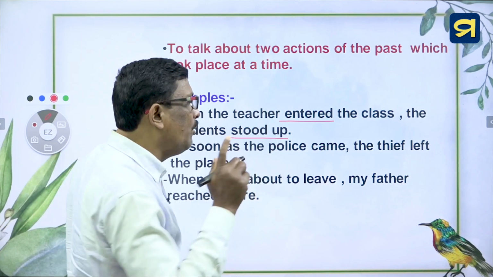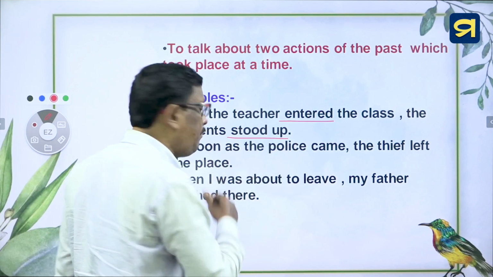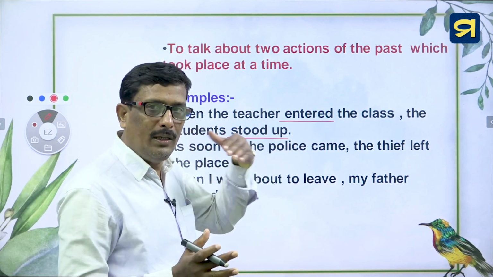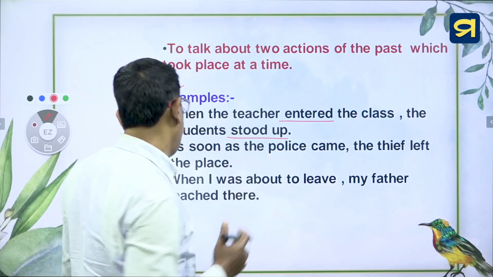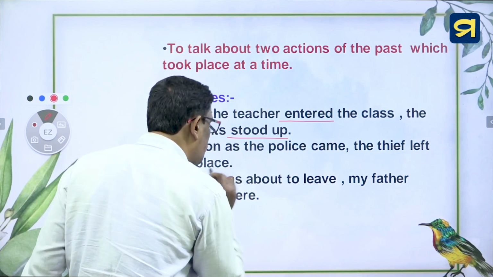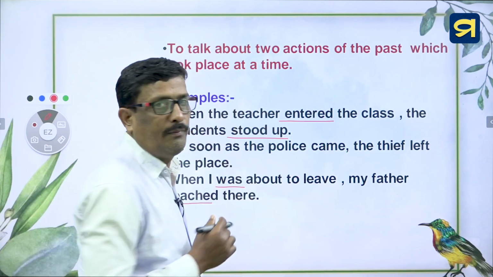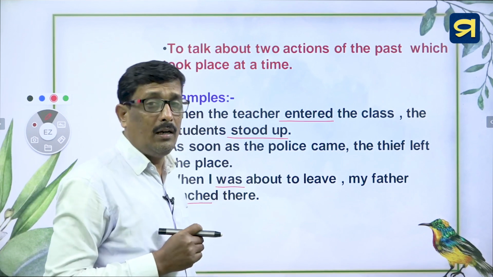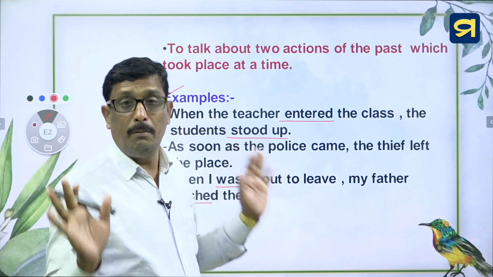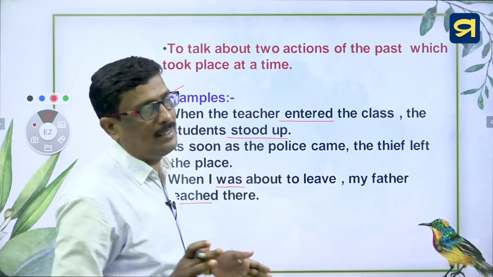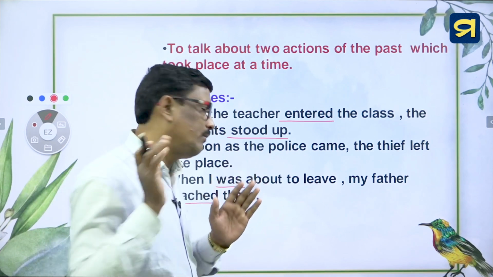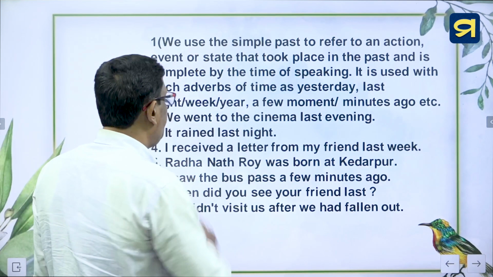Similarly, as soon as the police came, the thief left the place. Both the actions took place simultaneously. The police came and the thief left. When I was about to leave, my father reached there. You see, it is past simple and it is past simple. Why are both the sentences written in simple past tense? Because both the actions took place at the same time in the past. That's why both the actions are in simple past tense. Have you understood? Right? Good. Next.